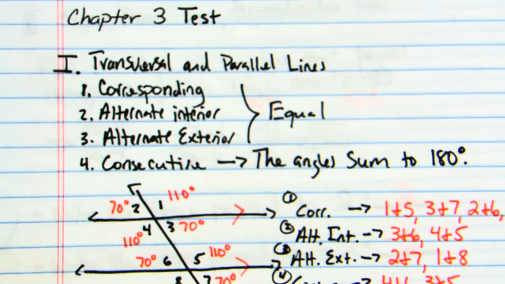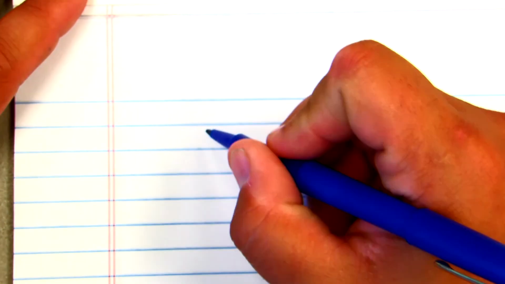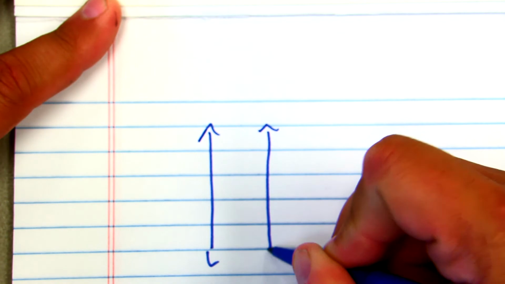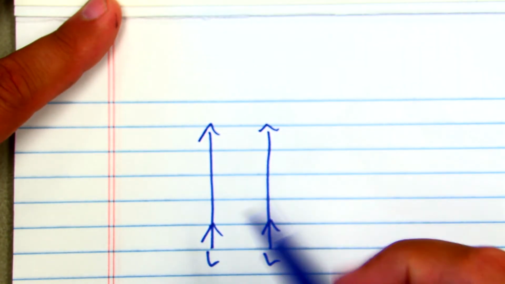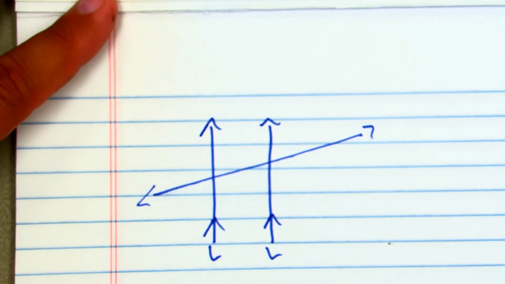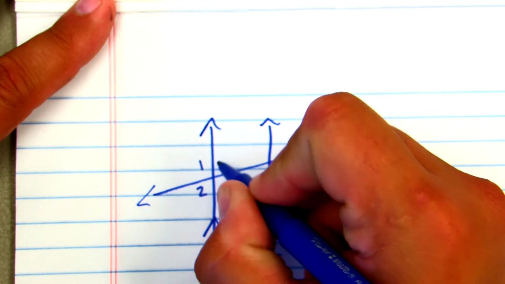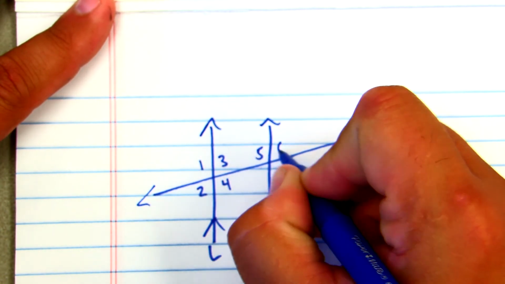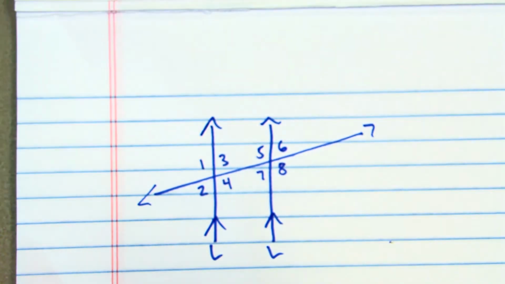I'm going to show you an example of this. On parallel lines, if I tell you that this line and this line are parallel, and then I bring a transversal through, 8 angles are formed by that. We have angle 1, angle 2, 3 and 4, 5, 6, 7, and 8. Vertical angles are still congruent, and any linear pair is also equal to 180. So none of that changes.